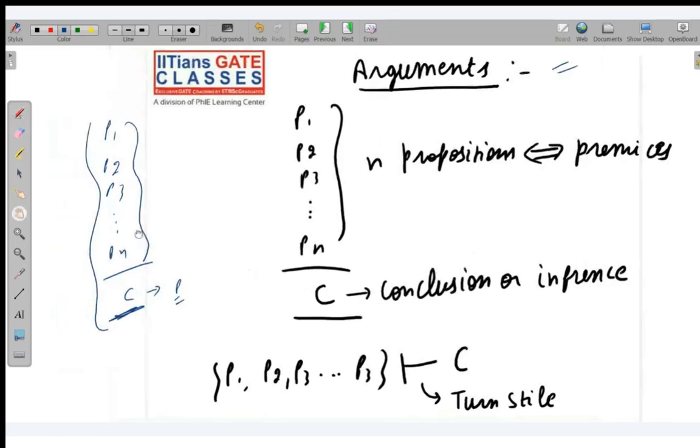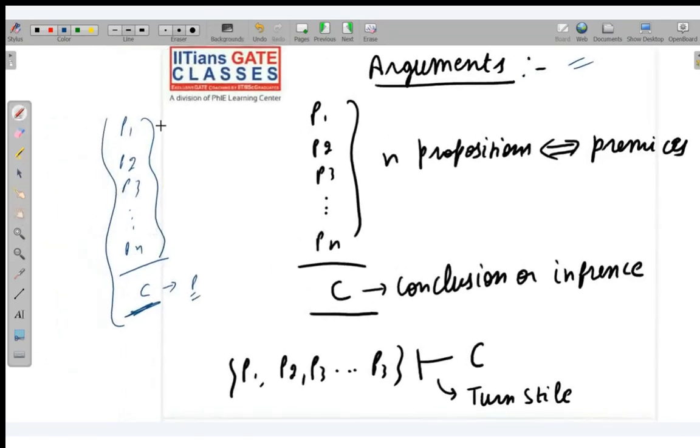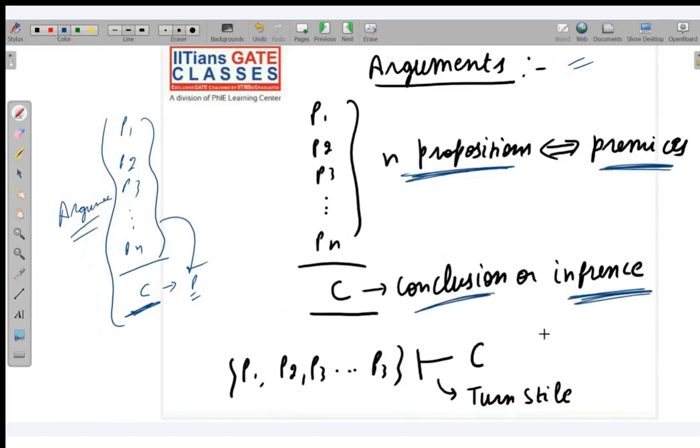So argument means we have some propositions. From these propositions, we will try to draw a conclusion. This is a very important point: we will assume that all these propositions are true. If we assume that all these propositions are true, then from them I will try to draw a conclusion. This entire thing is known as an argument. So I have written, we have n propositions. Propositions are also known as premises, and from these we will try to draw a conclusion or inference. This entire thing is known as an argument.